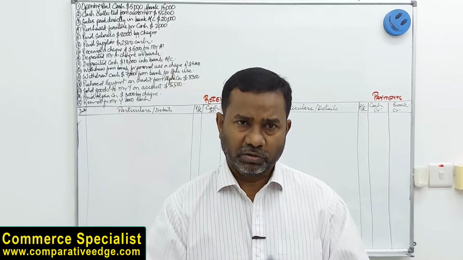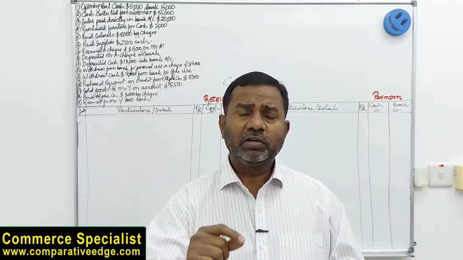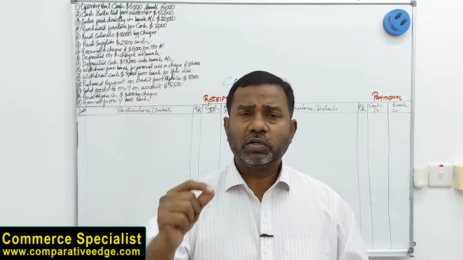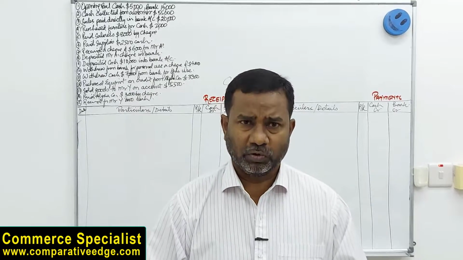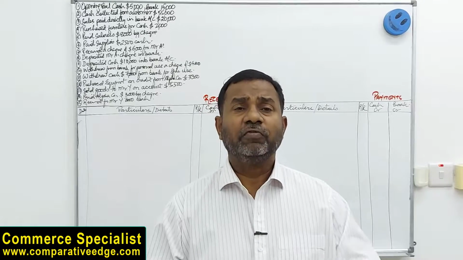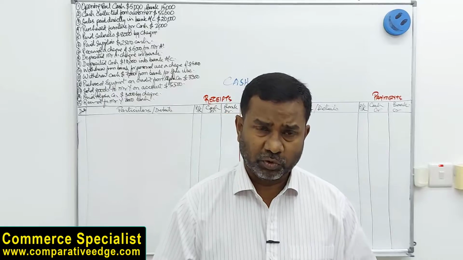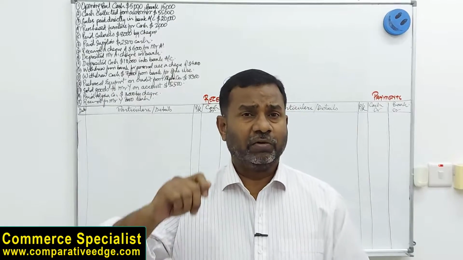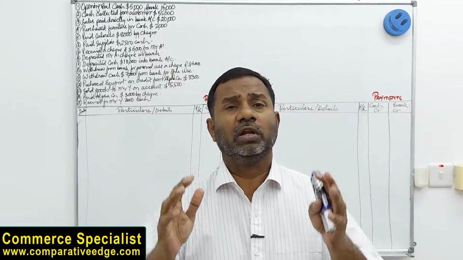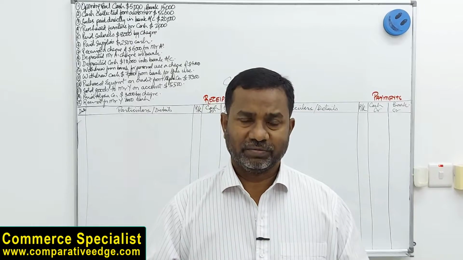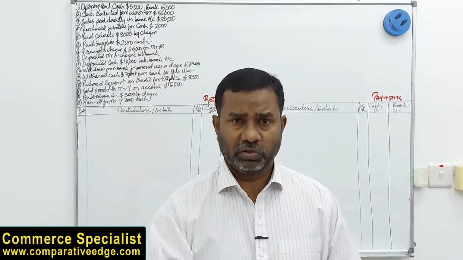Cash book is a special journal. Why do we call it special journal? Because only special transactions are recorded in the cash book. As a company, if we are receiving cash, if we are receiving checks, we record it in the cash book. If we are paying cash, if we are making payments through check, we record in cash book, nothing else. That's why we call it special journal.